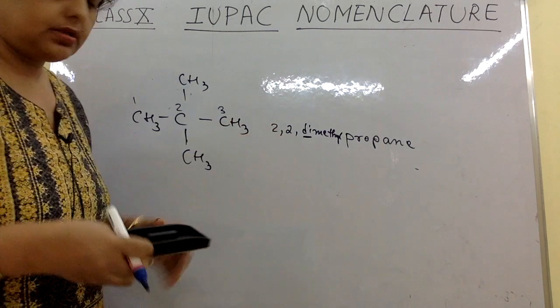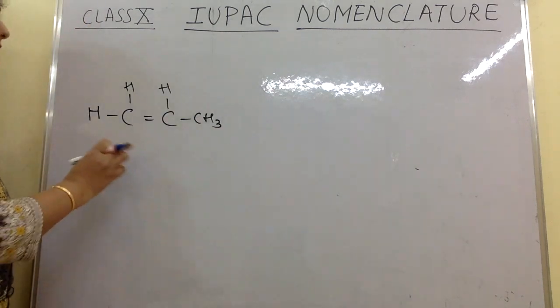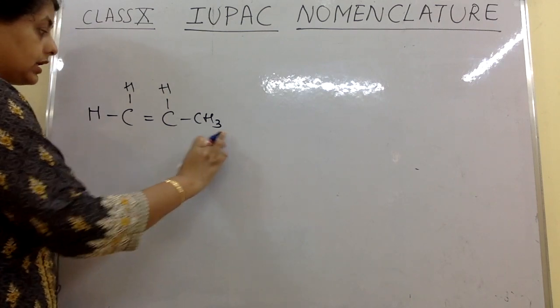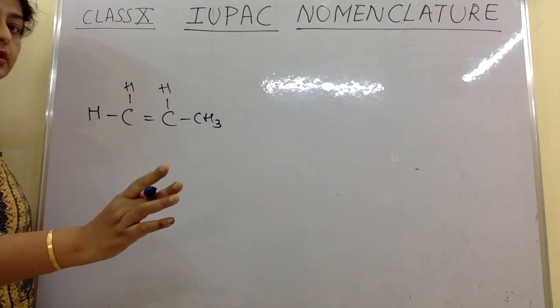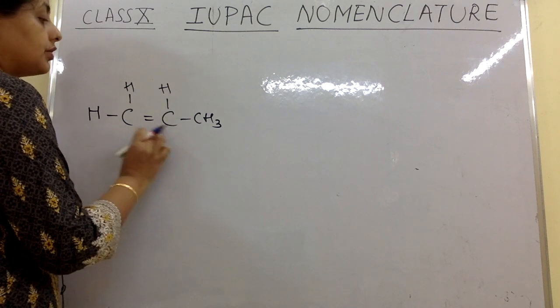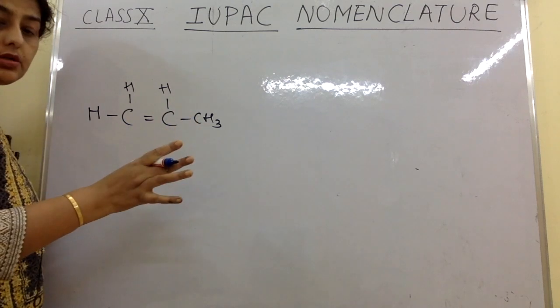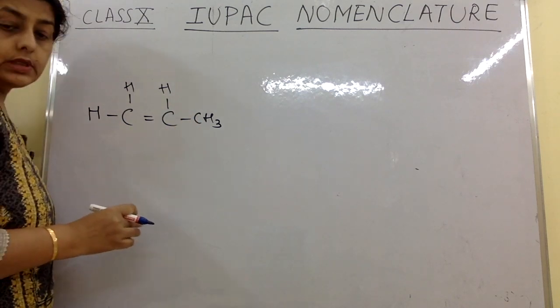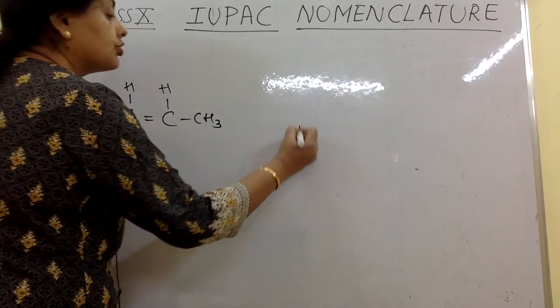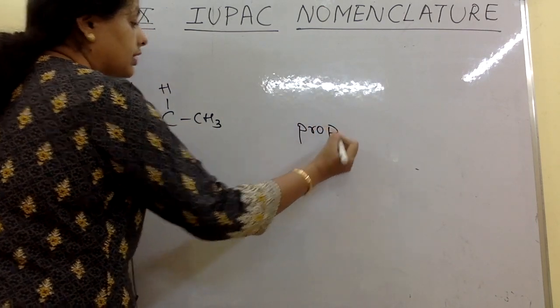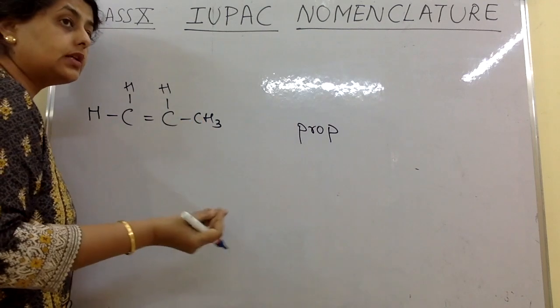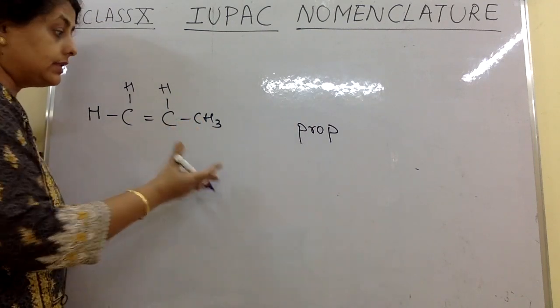And this has to be written in front only. Here, this is the long chain. How many carbons in the long chain? 1, 2, 3. 3 carbons in the long chain. If it is 3 carbons in the long chain, it becomes prop. But whether it is ene or yne or ane, we'll see.